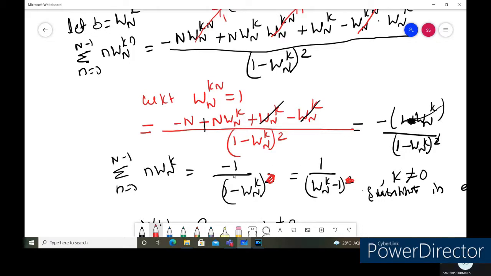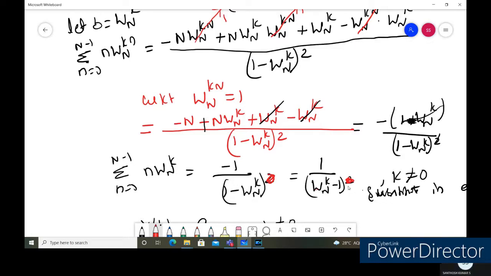So here when we multiply minus to the denominator, it becomes 1 divided by omega n to the power of k minus 1. And if I substitute k is equal to 0, this will become 1. Omega n to the power of 0 is nothing but 1. So 1 minus 1 will become 0. So this is valid for the case k is not equal to 0. So in order to find the value of x of k for k is equal to 0, we'll substitute k is equal to 0 in the equation 1 and we'll evaluate.